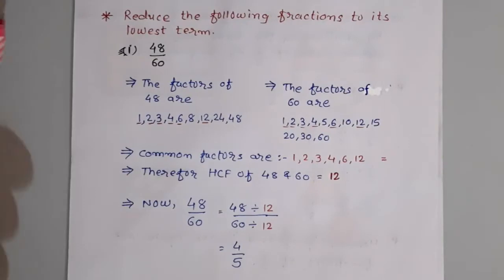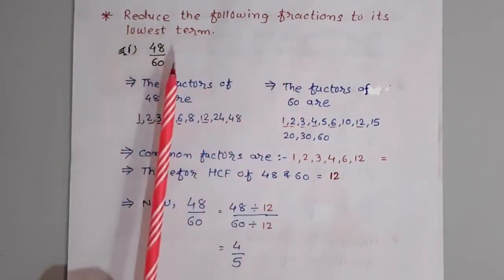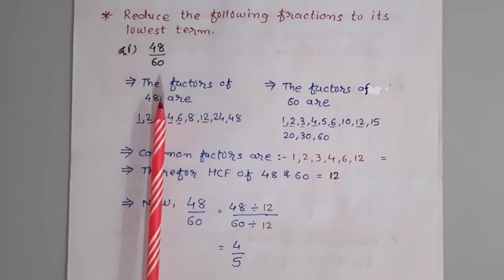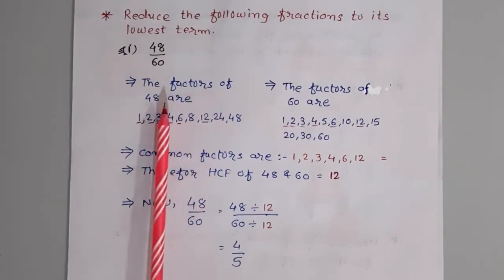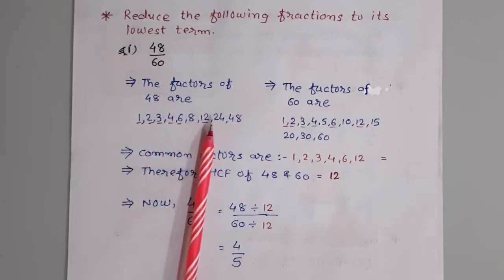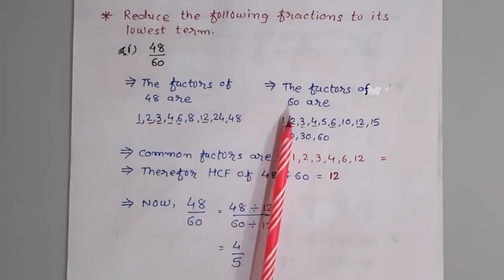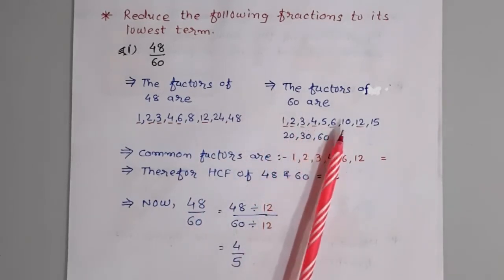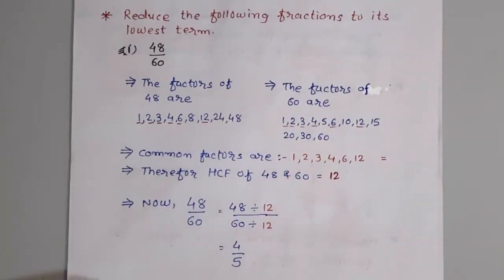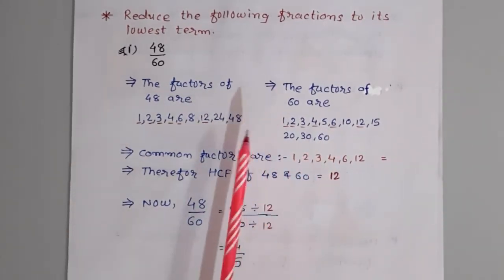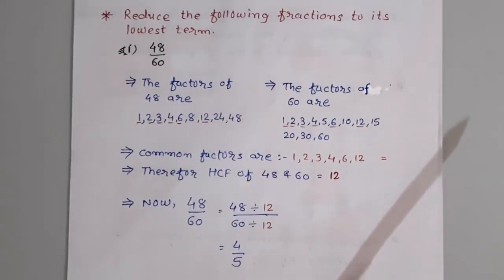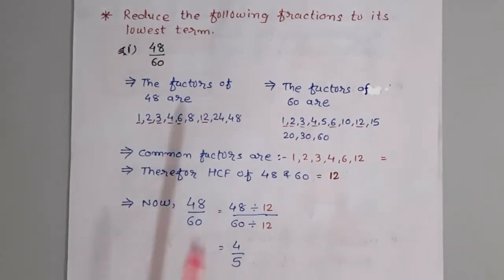Consider a few examples. Reduce the following fraction to its lowest term: 48 upon 60. The factors of 48 are 1, 2, 3, 4, 6, 8, 12, 24, 48, and the factors of 60 are 1, 2, 3, 4, 5, 6, 10, 12, 15, 20, 30 and 60. In an earlier video, we already discussed how to factorize a number, so you can see that video as well.